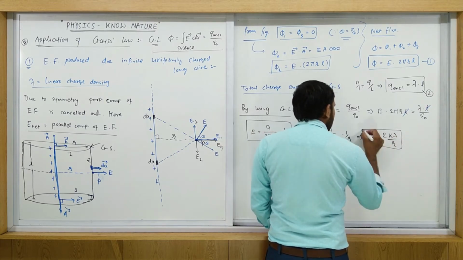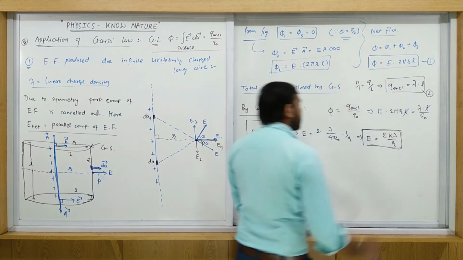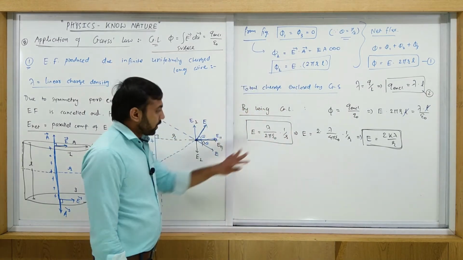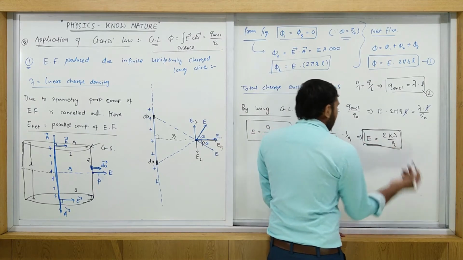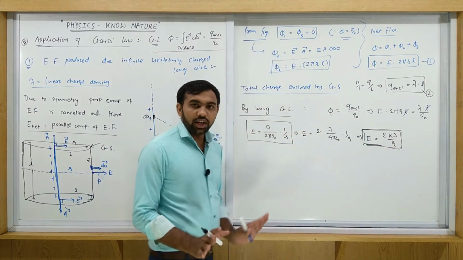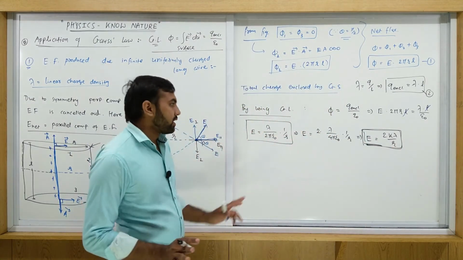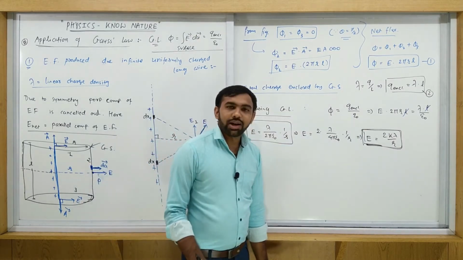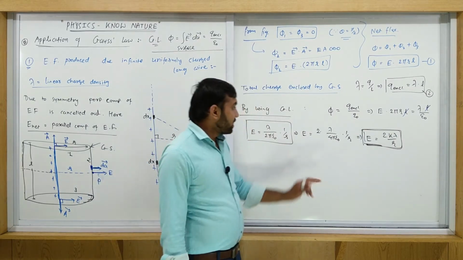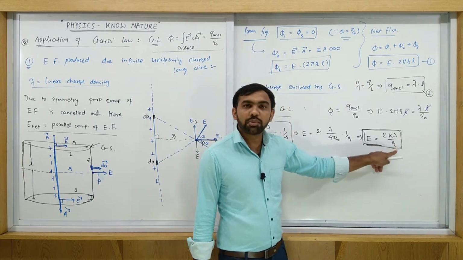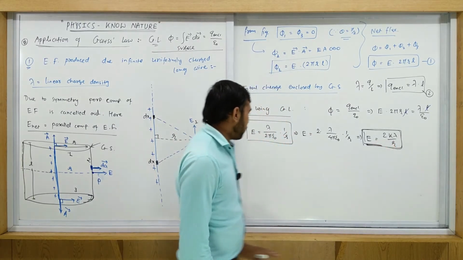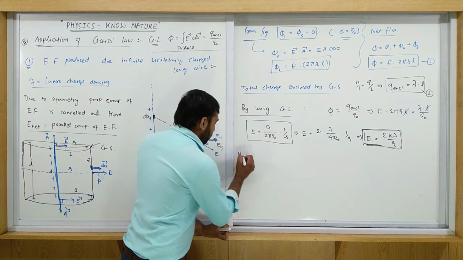So this is one important equation for us. This other form is also correct, but we remember the second format. Electric field produced due to an infinite long uniformly charged wire: E is equal to 2K lambda upon R. This means the electric field decreases as the distance increases, 1 upon R. So from this we write some notes here.